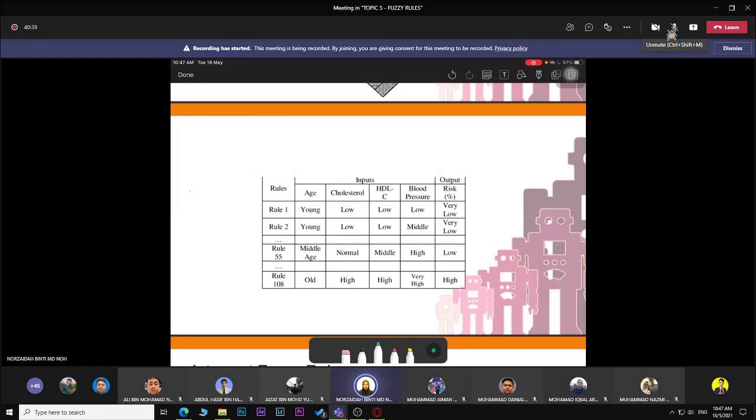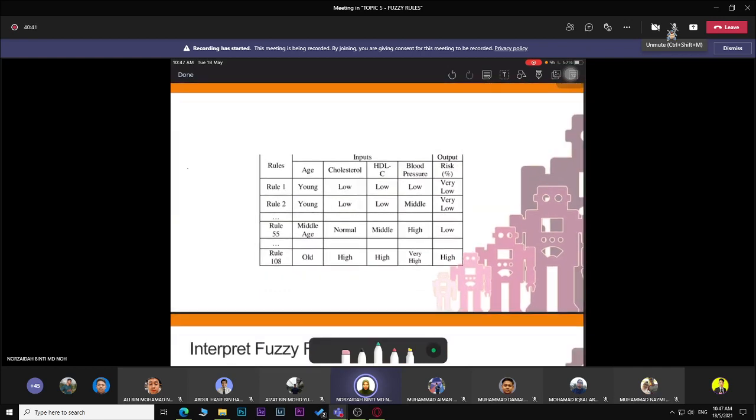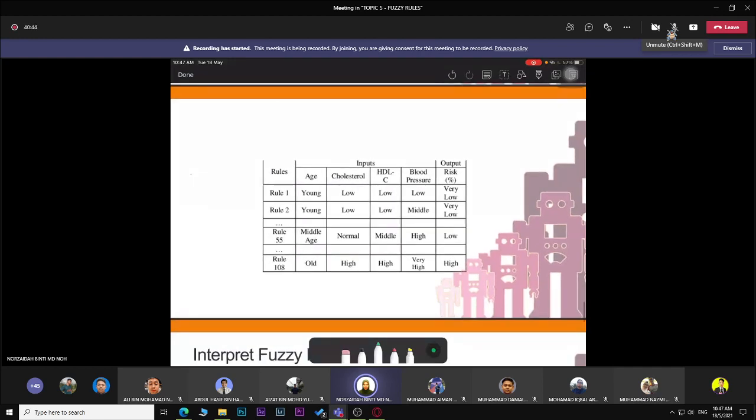This is another example, from our student's thesis, I don't remember which year. Okay, it wants to identify the risk of a disease based on these inputs. So the inputs are age, cholesterol, some reading of HDLC, I'm not sure what that is, and then blood pressure. So what is the risk of getting a certain disease, like that. So these actually come from interviews with some experts.